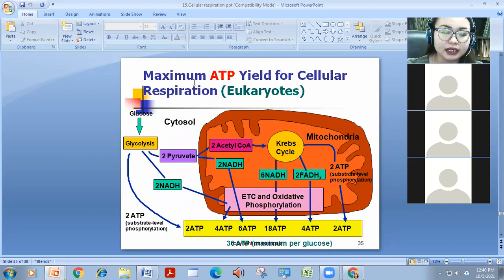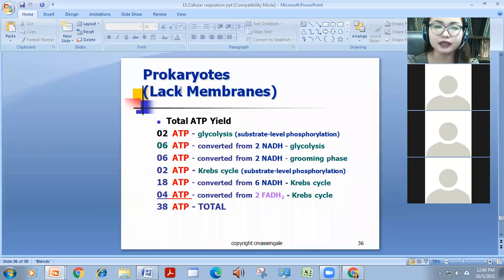And this is shown here. How is this maximum ATP yield for the eukaryotes being achieved? Starting from glycolysis, you can see 2 ATP here, 4, 6, 18, 40, 42, until it becomes 36 ATP for eukaryotes. And for prokaryotes, or those organisms without membranes, they have more ATP, which is 38, from glycolysis to Krebs cycle.